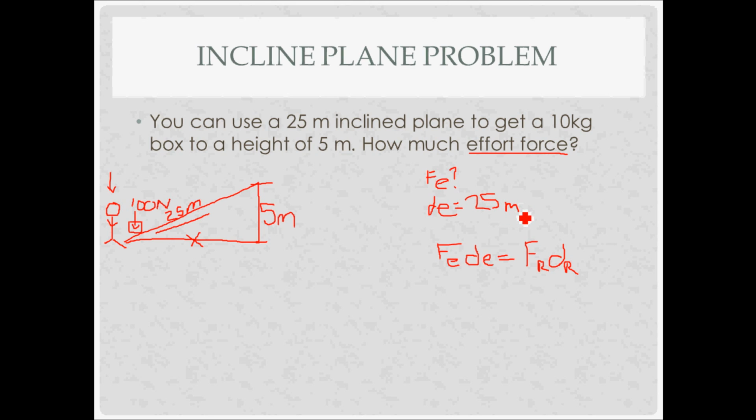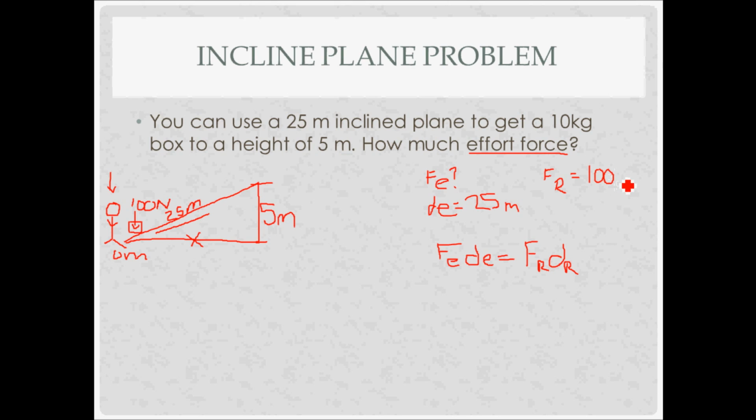Alright? So that means the other pieces of information, FR, what the ramp is actually doing is taking our box from 0 meters and moving it up to 5 meters. So since it's moving the object up, it has to counteract gravity, so that's why the force is that 100 Newton weight of the box. Alright?